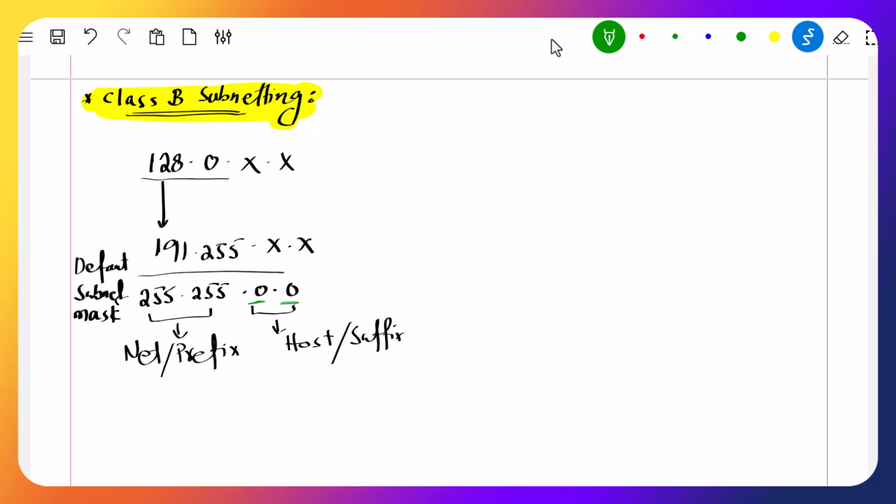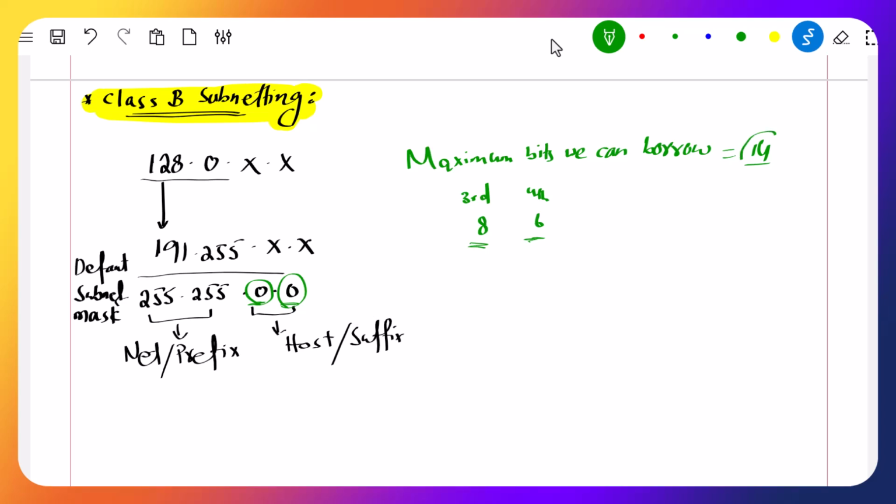How many bits can we borrow? Maximum, we can borrow 14 bits. How 14? 8 bits from the third octet and 6 bits from the fourth octet. From this octet we can borrow 8 bits, and from this fourth octet we can borrow 6 bits. So the maximum number of bits we can borrow is 14.